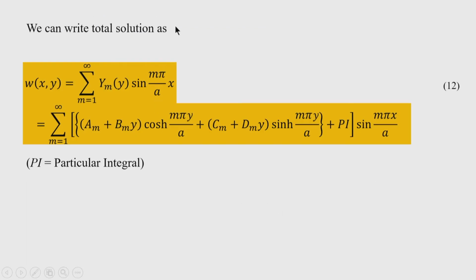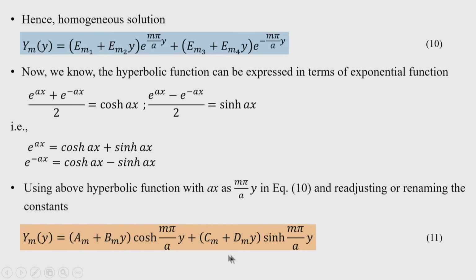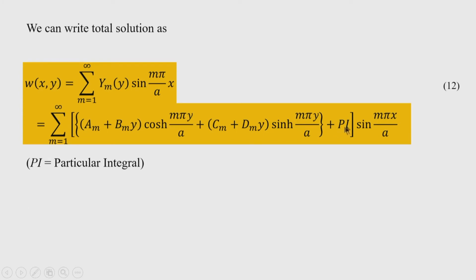So, we can write the total solution as Ym(y) sin(m pi x by a). Now, you can see the earlier solution is the homogeneous solution. Here I have added another term, say Pi. Pi is the particular integral or particular solution due to the forcing function. If there is no forcing load, for example, a plate subjected to edge moment, then Pi will not appear, but since the force is existing, I have taken Pi also along with this solution.